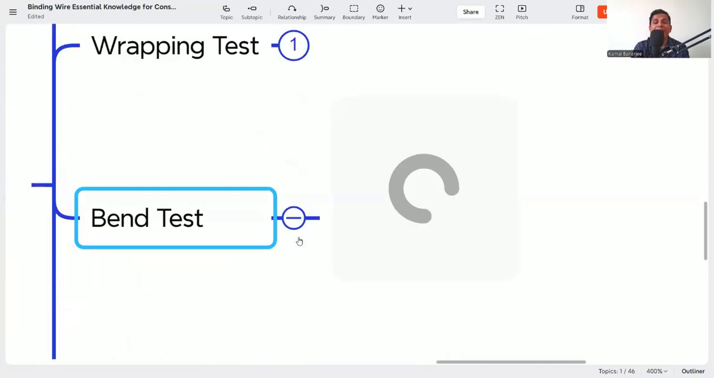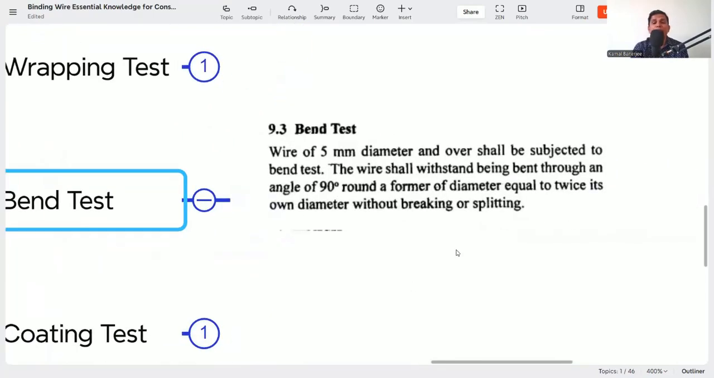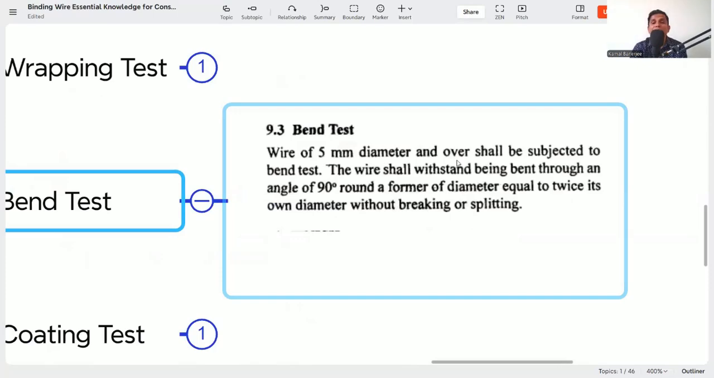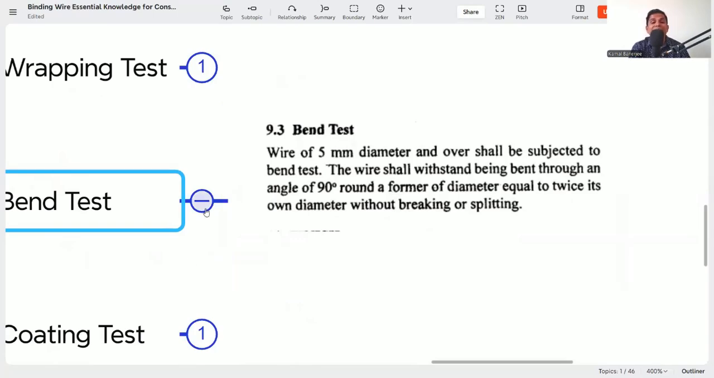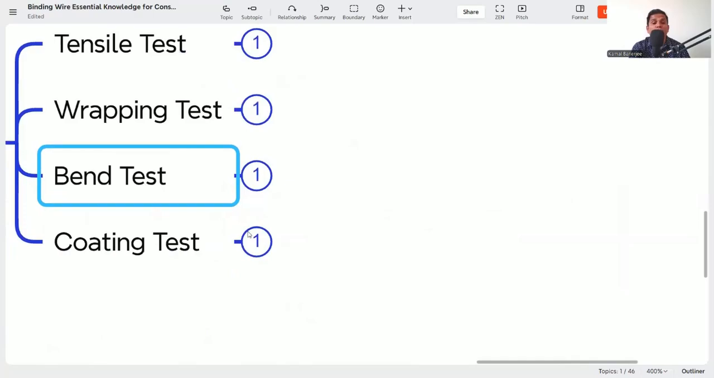Then what is the bend test? The bend test is given: wire of 5 mm diameter and over shall be subject to a bend test. The wire shall withstand being bent through an angle of 90 degrees round a former of diameter equal to twice its own diameter without breaking or splitting. So the bend test also you need to perform in the laboratory to ensure it is as per requirement or not. Then the coating test.